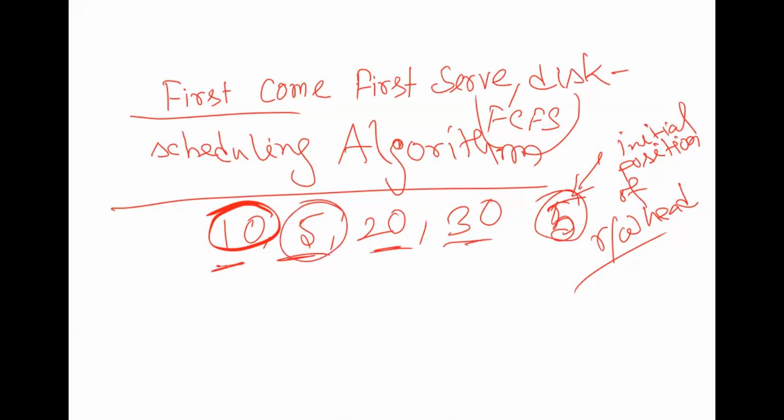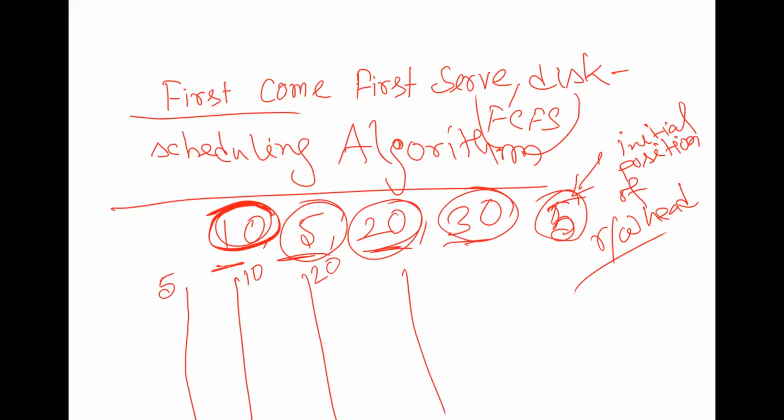In this request, the smallest one is 5. So you need to draw a track number line for track number 5. Then you need to draw a line for track number 10, and then you need to draw track number 20 and then 30.